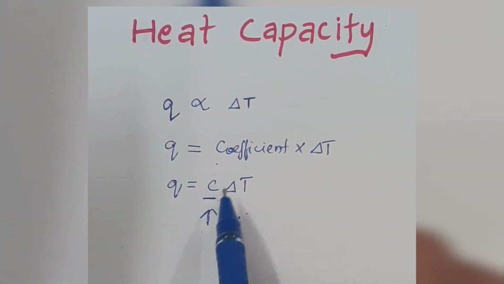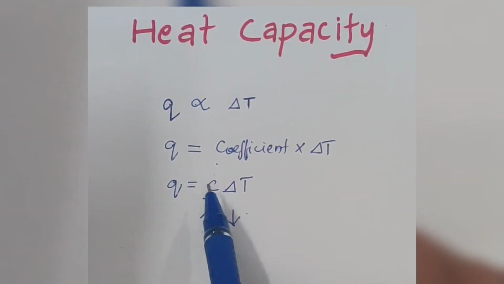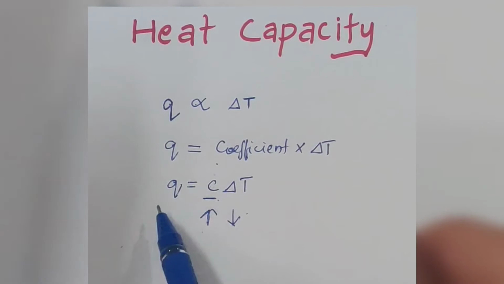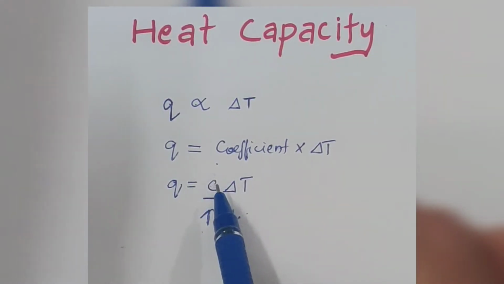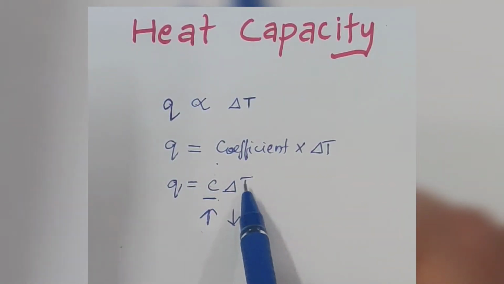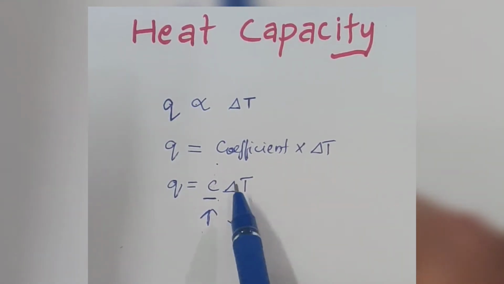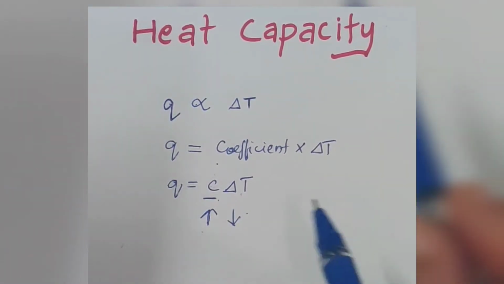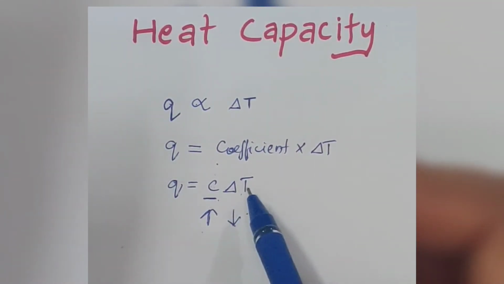And those substances which have a low heat capacity, if you provide the same amount of heat to them, what will happen? The temperature would really go high. There is a much larger rise in the temperature.